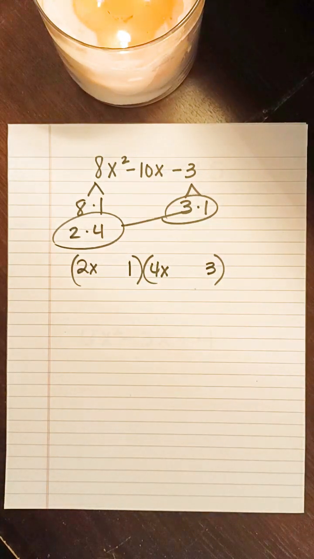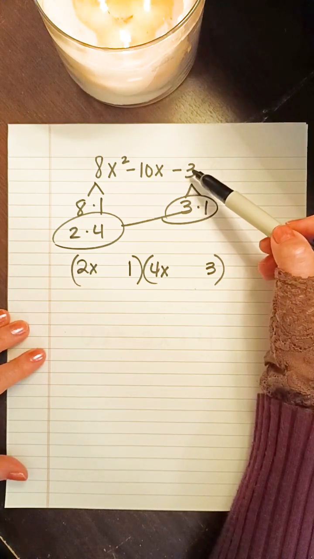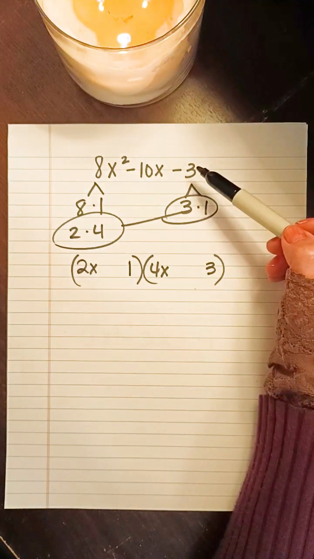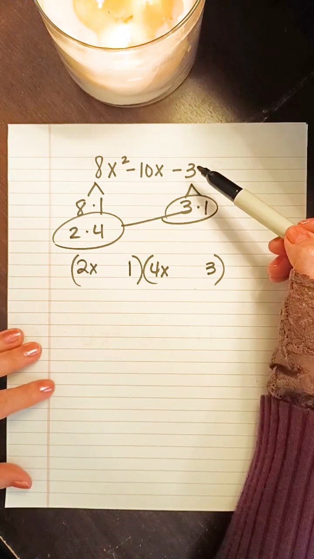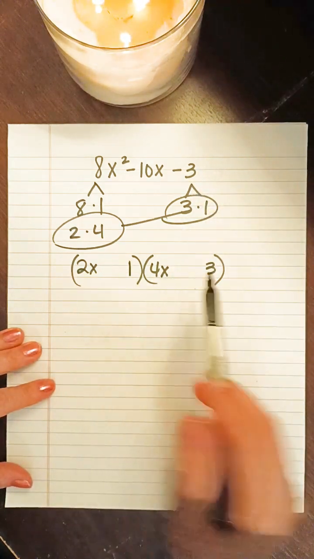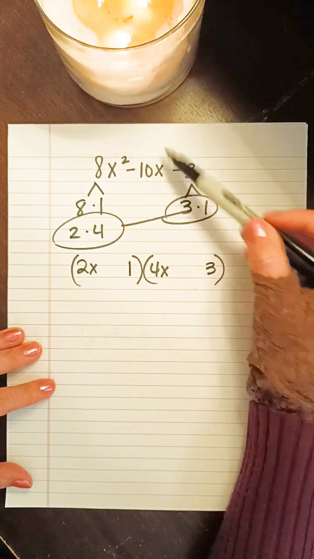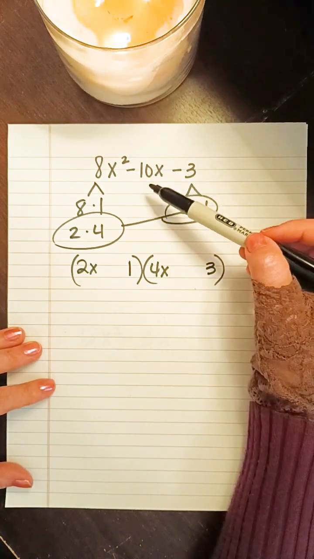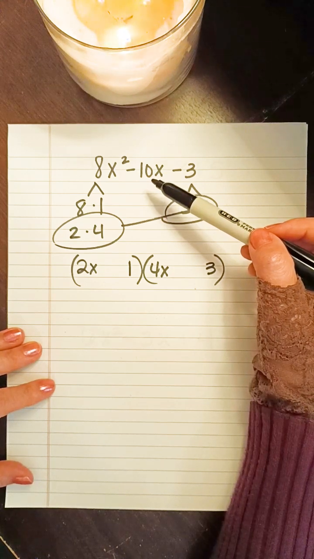Okay, so now I got to worry about signs. I need to multiply two numbers to get a negative number. So they have to be different signs. The only way you can multiply two numbers to get a negative number is if we have one plus and one minus. So where does it go? Plus here, minus here, plus here. So that's determined by this term. We have a negative 10. So I want a negative 10.